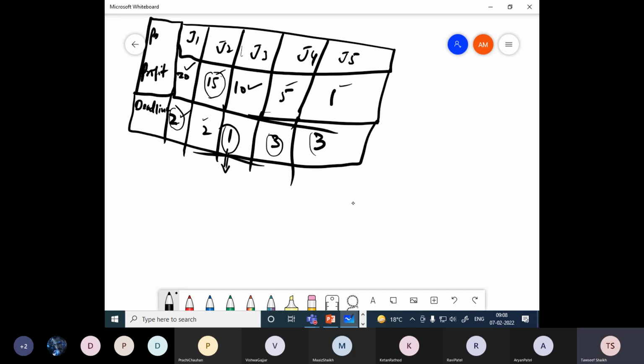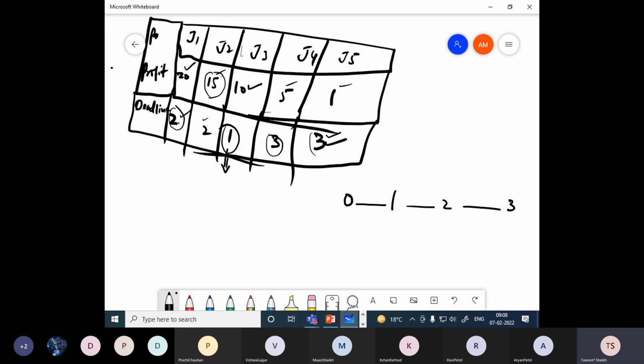So the total time slot will be 3 hours. That is the maximum one: 0 to 1, 1 to 2, and 2 to 3. So the typewriter will perform the maximum operation for 3 hours because that is what the person is waiting for. He is telling that I will wait for 3 hours.